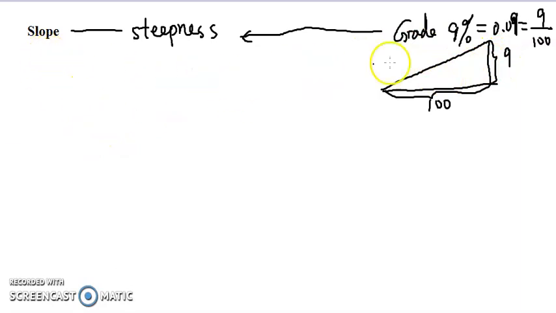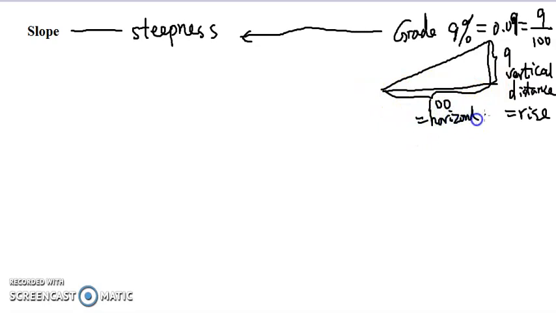And so let's see how we define slope. Similar to grade, we take the vertical distance. This is our vertical distance, how much we rise, or you can call it rise. Vertical distance, which is the same as rise, divided by the horizontal distance, which is also called run.